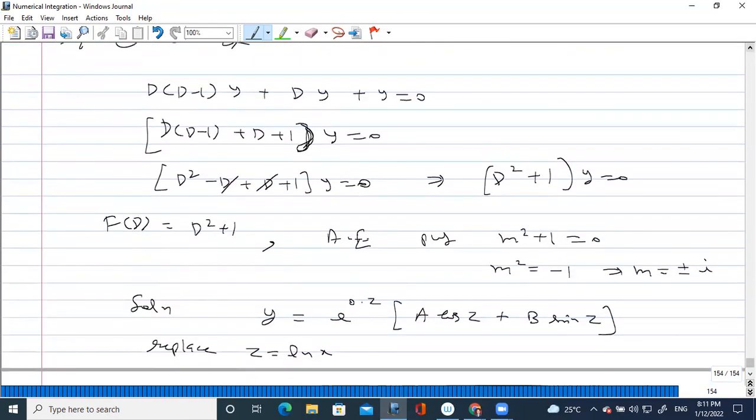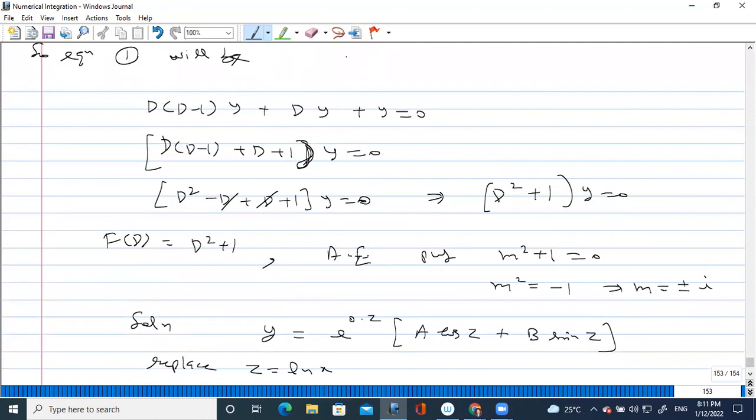Some net problems are also there on this same method. You can do that also. Note down this. Done, sir. Okay.